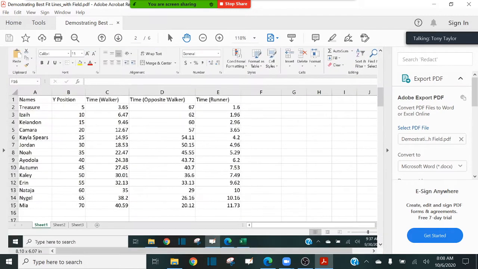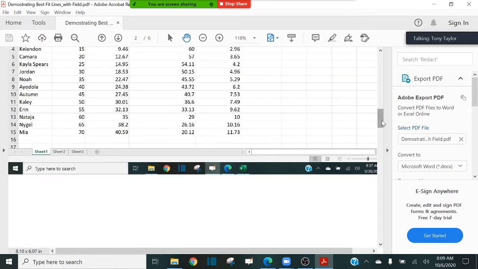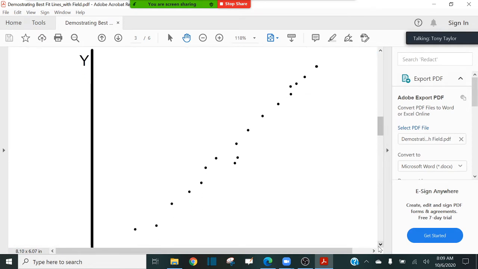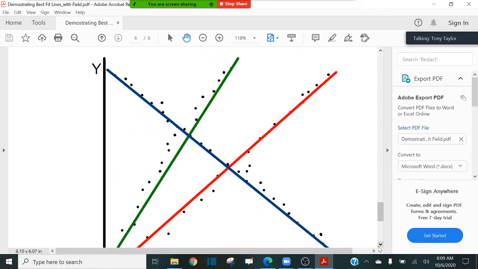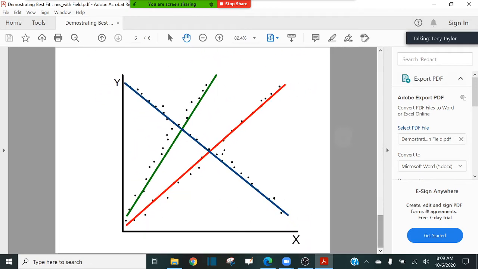And again, this is actual data from my 8th period class last year. Again, you see a walker, you see a runner, and you see data for someone who walked the field in the opposite direction. And of course, when we plotted out the data and got best fit lines, this is what our best fit lines look like. Remember, we're plotting position along the y-axis and time along the x-axis. Notice, guys, we have three different lines representing our three different volunteers.